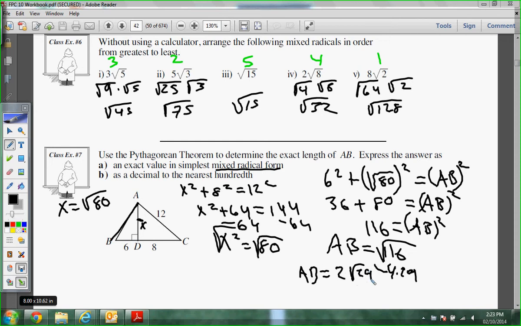Okay, and then go ahead and punch in your calculator to get the decimal like it asks for. That's part A. And then part B. Sorry, I'm writing really badly here at the bottom. What is it? 10.77. That's it.